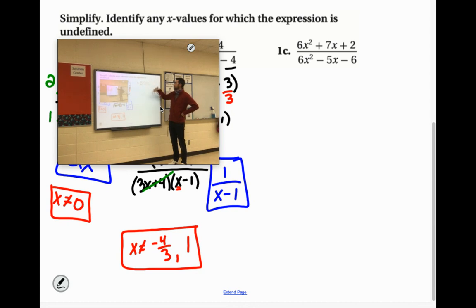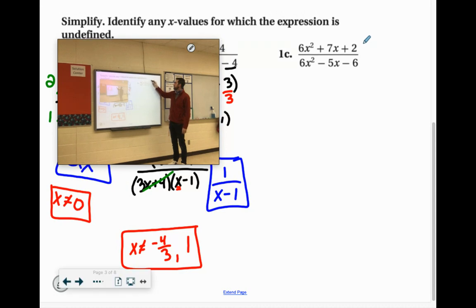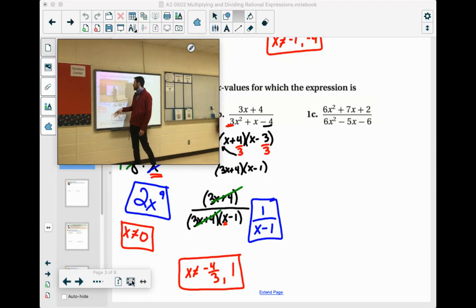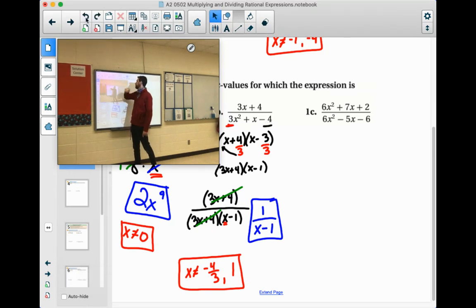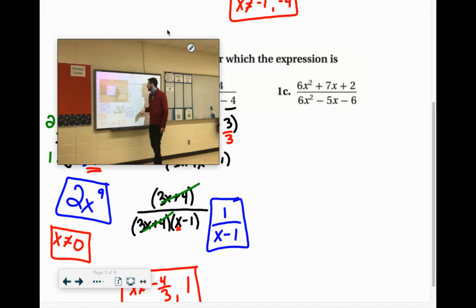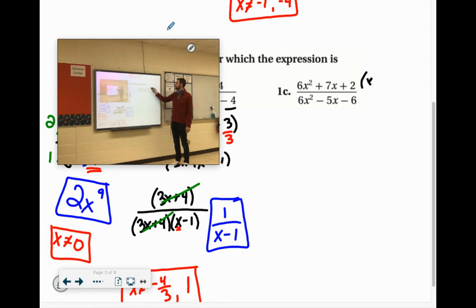So 6 times 2 is 12. That add up to 7 would be 4 and 3. So, that'll just annoy me if it's moved. Oh, be more patient, Mr. Plant. So factors of 12 that add up to 7 would be x plus 4 and x plus 3.